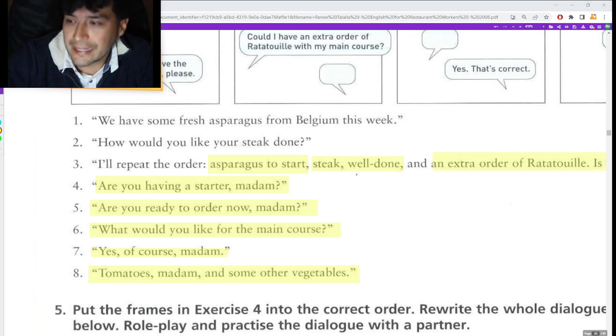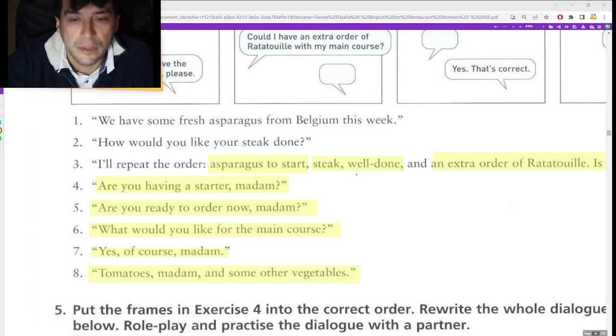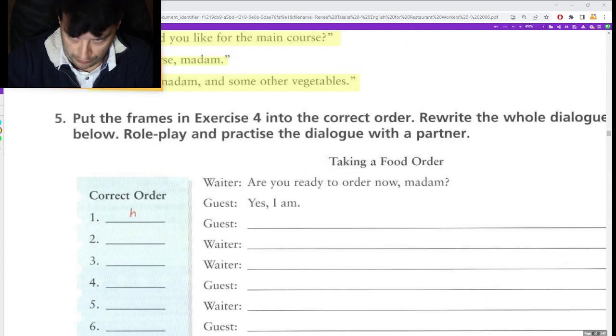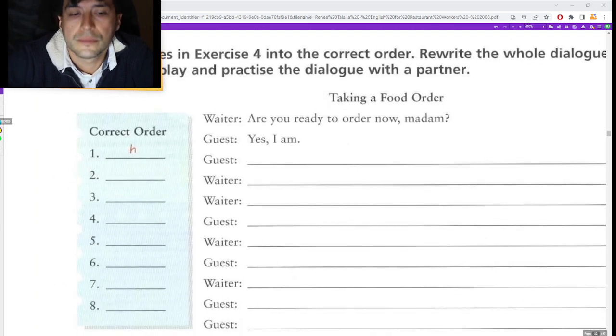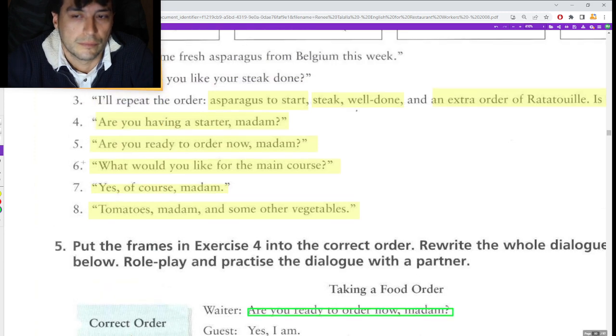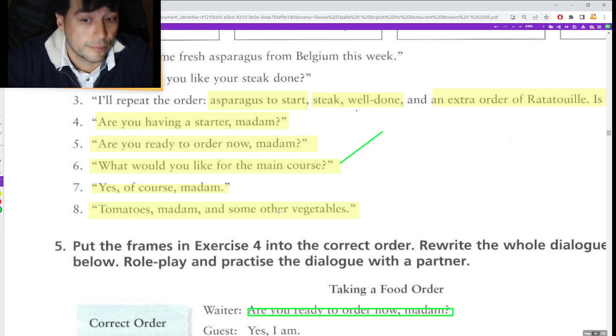Are you ready to order now, madam? Yes, I am. What are your specialities today? We have some fresh asparagus from Belgium this week. Are you having a starter, madam? Yes, I'd like the asparagus to begin with. What would you like for the main course? I'll have the steak, please.